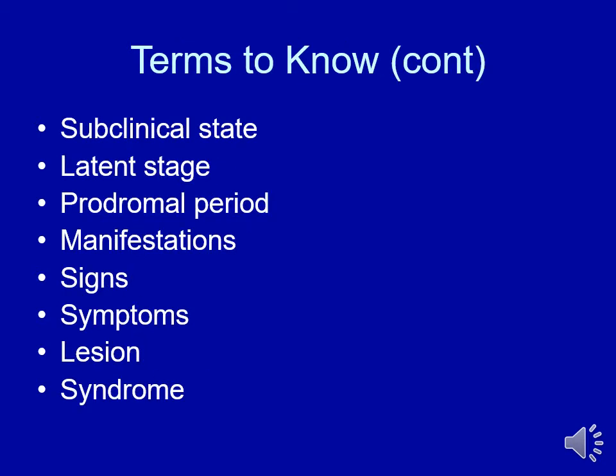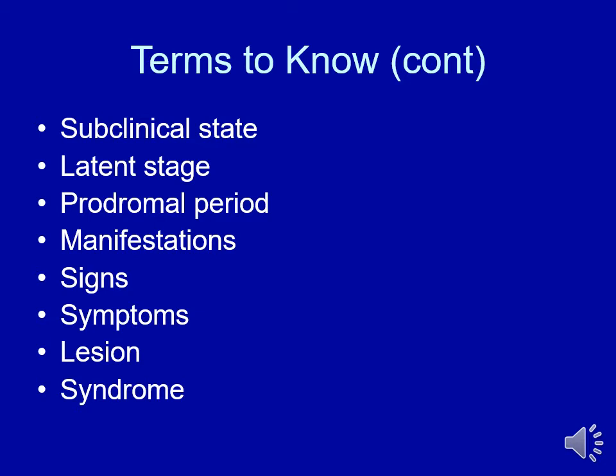Now, subclinical state: pathological changes occur, but no obvious manifestations are exhibited by the patient, so we usually say at this point, it really can't be diagnosed. Now, the latent or silent stage: no clinical signs are evident. This is the incubation period, where maybe the microbe is replicating, the virus or whatever it is that you're infected by, and it could be a few days or it could be weeks.